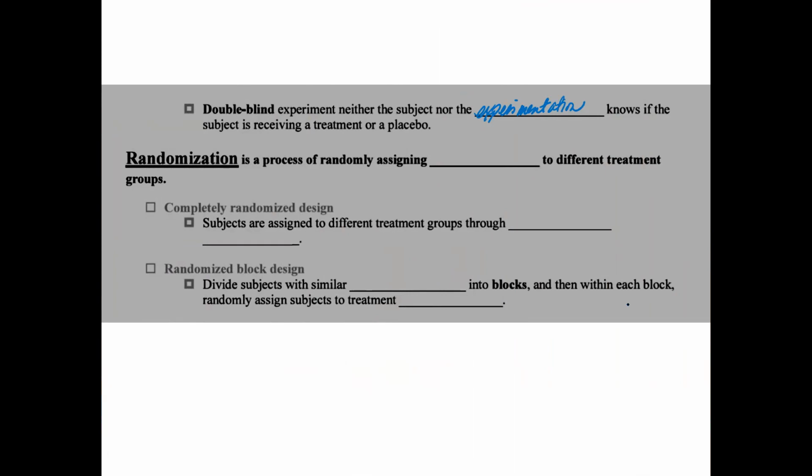Randomization is the process of randomly assigning a subject to different treatment groups. It's a completely randomized design: subjects are assigned to a different treatment group through random selection. And randomized block designs means they divide the subjects with similar characteristics into blocks, and then within each block, randomly assign subjects to treatment groups.